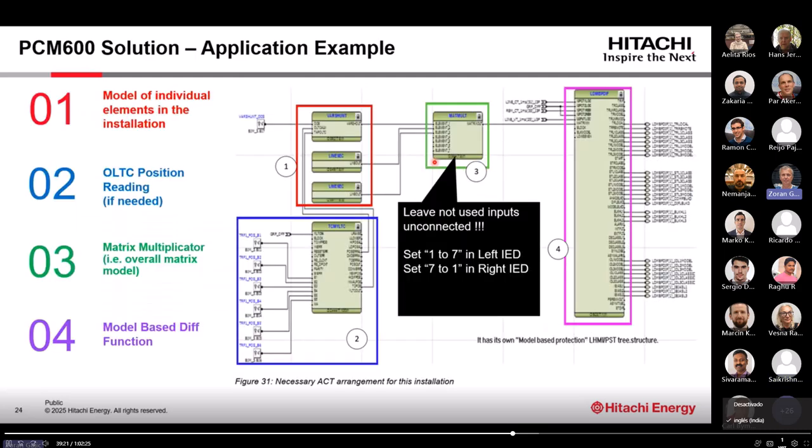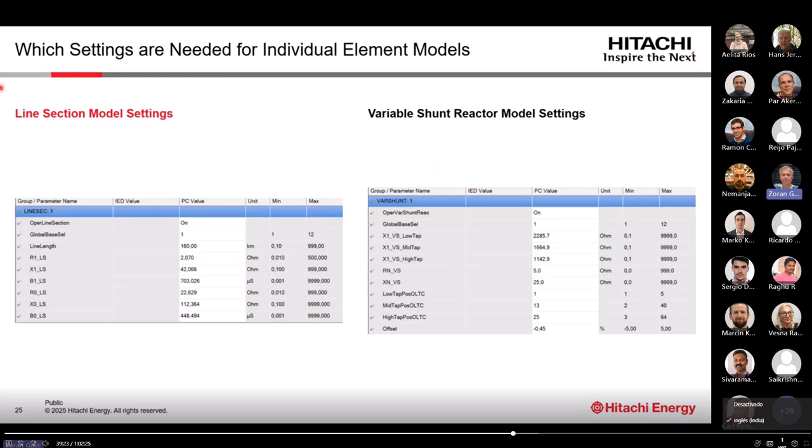Which data do you need? You don't need any magic data. For the line section model, you need the line length. You need R1, X1, B1. These 2 you already need for the distance protection. B1 is just the admittance. You need R0, X0, and B0. And that's what you need for the line section. Every line section needs to have this data. And this is lumped data. We'll then calculate per unit of length and do all calculation internally.